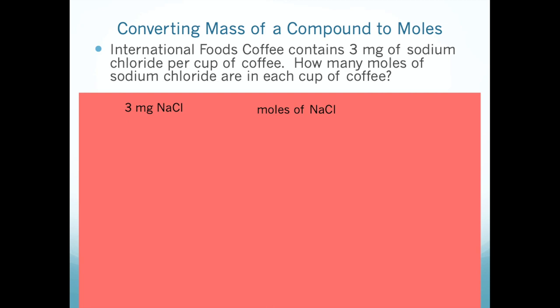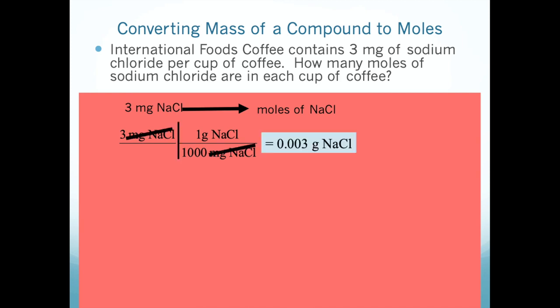If we're going between mass and moles, first of all, let's get our mass in grams. So instead of milligrams, we're going to divide by 1,000. So we're actually dealing with 0.003 grams of sodium chloride. We want to get to moles of sodium chloride, so we're going to need the molar mass of sodium chloride. The question gives us grams, and we want to find moles. So we need a conversion factor that has grams and moles in it, specifically dealing with sodium chloride.